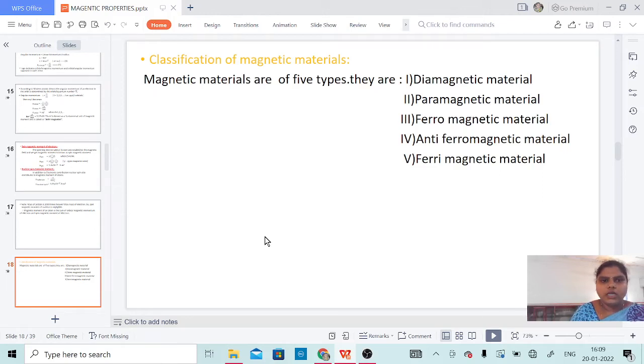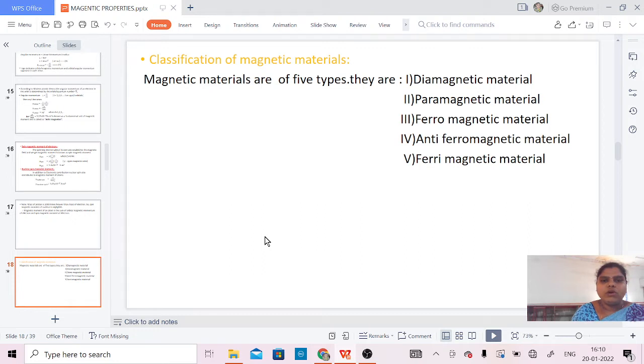Hi students, in this video we are going to discuss the classification of magnetic materials. We already discussed all the magnetic properties of a magnet. In our lower classes we studied only three magnetic materials, that is diamagnetic, paramagnetic, and ferromagnetic material. Now, additionally, in our higher studies we are going to study anti-ferromagnetic and ferrimagnetic materials also.